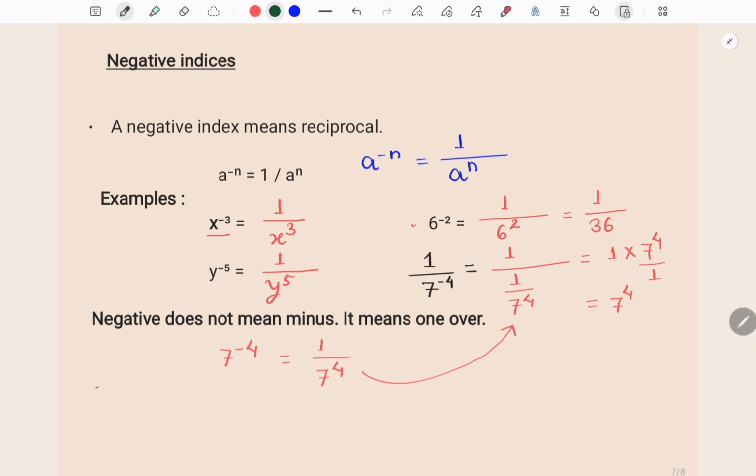Let me give you some other examples. Let's say I have 1 divided by 10 raised to the power minus 6. This is nothing but 10 raised to the power 6. What about 1 divided by 32 raised to the power minus 5? It is simply 32 raised to the power plus 5. So this is how we will tackle negative indices.